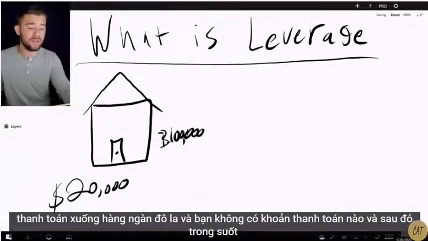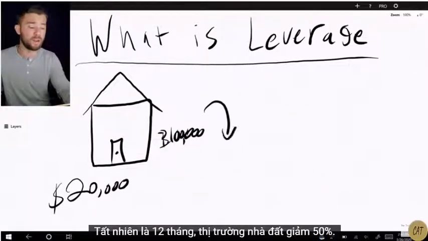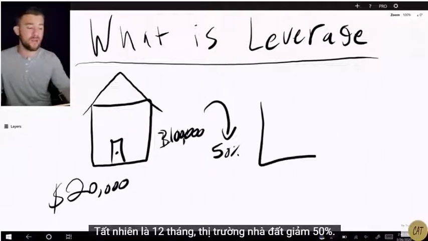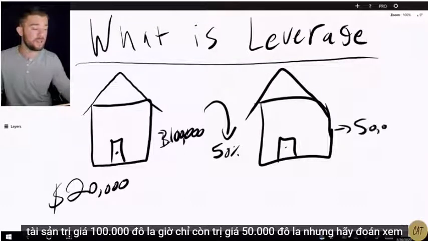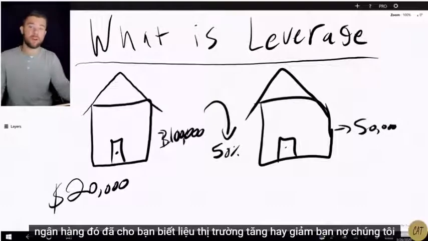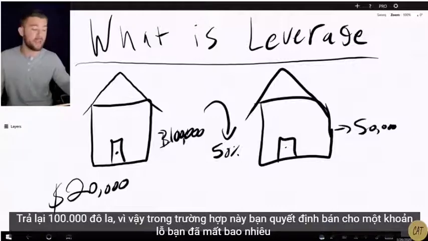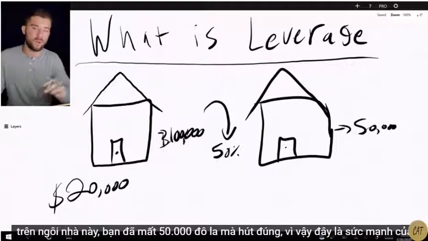And then, throughout the course of 12 months, the housing market drops 50%. Oh no, right? So now your property that was worth $100,000 is now only worth $50,000. But guess what? That bank already told you whether the market goes up or down, you owe us our $100,000 back. So in this case, you decide to sell for a loss. How much did you lose on this house? You lost that $50,000.